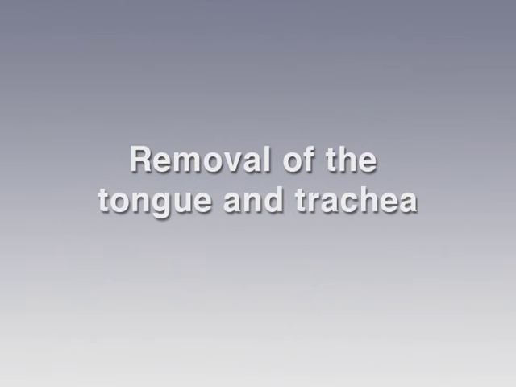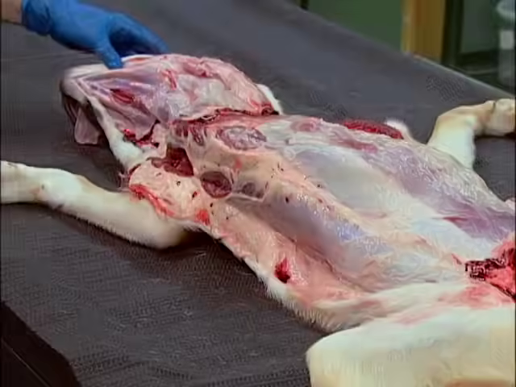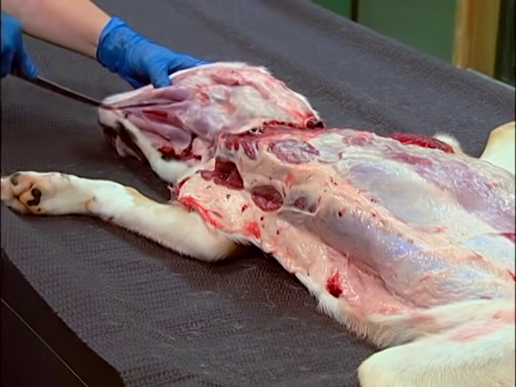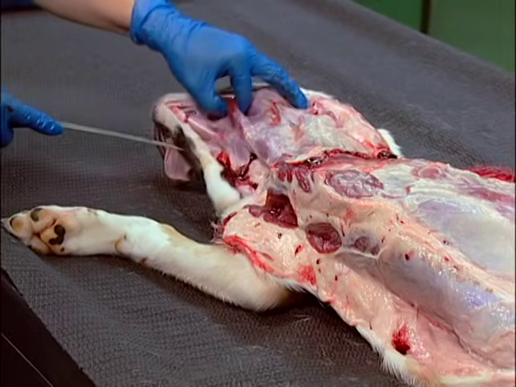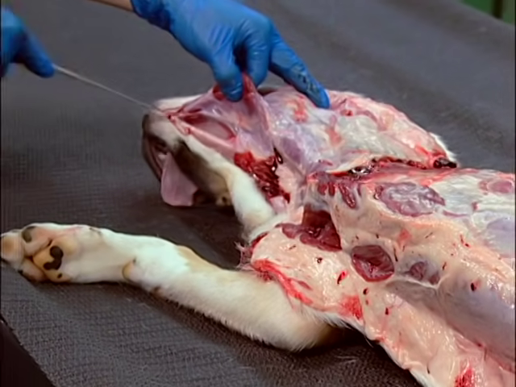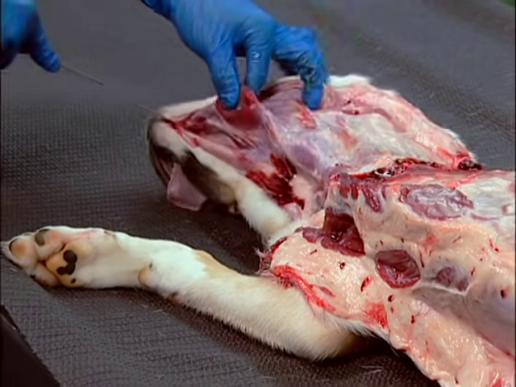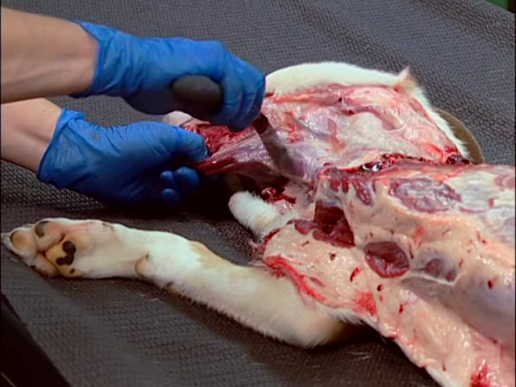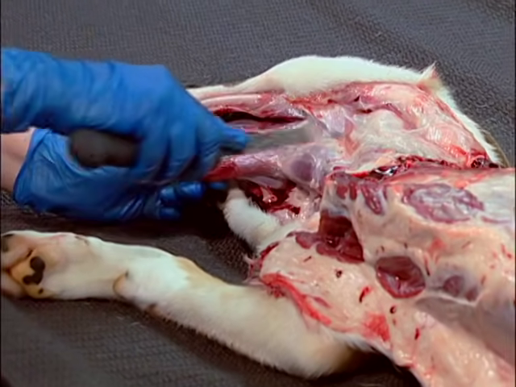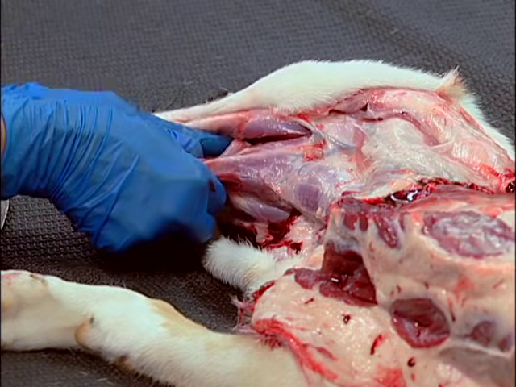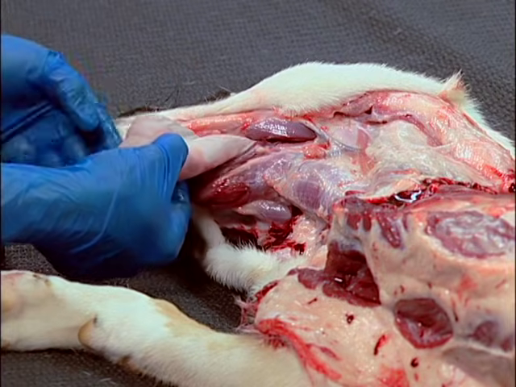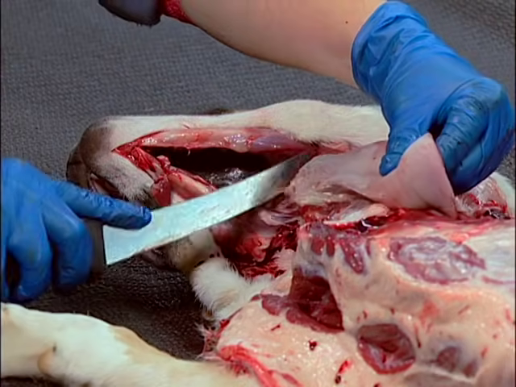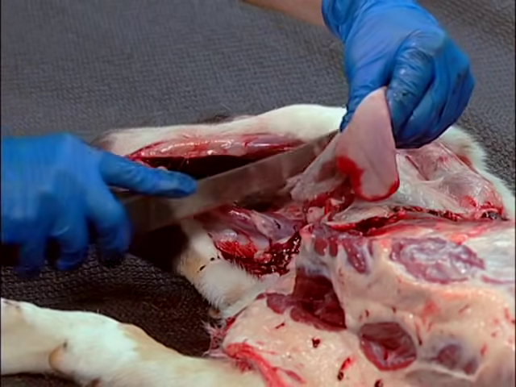Removal of the tongue and trachea. To remove the tongue, cut along the medial aspect of the ramus on both sides of the mandible, from the level of the mandibular angle to the symphysis, extending this cut into the oral cavity. Pull out the tongue caudally and sever the cartilaginous joints of the hyoid apparatus on both sides of the tongue.